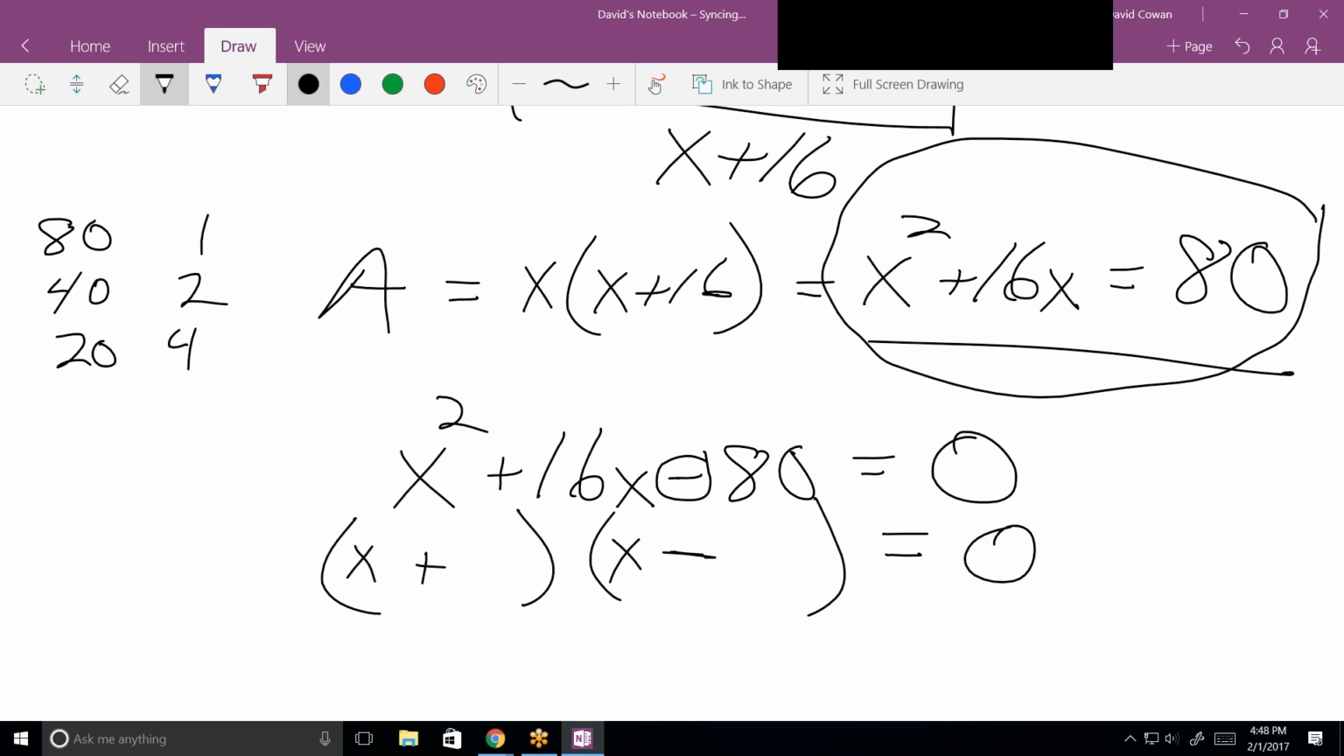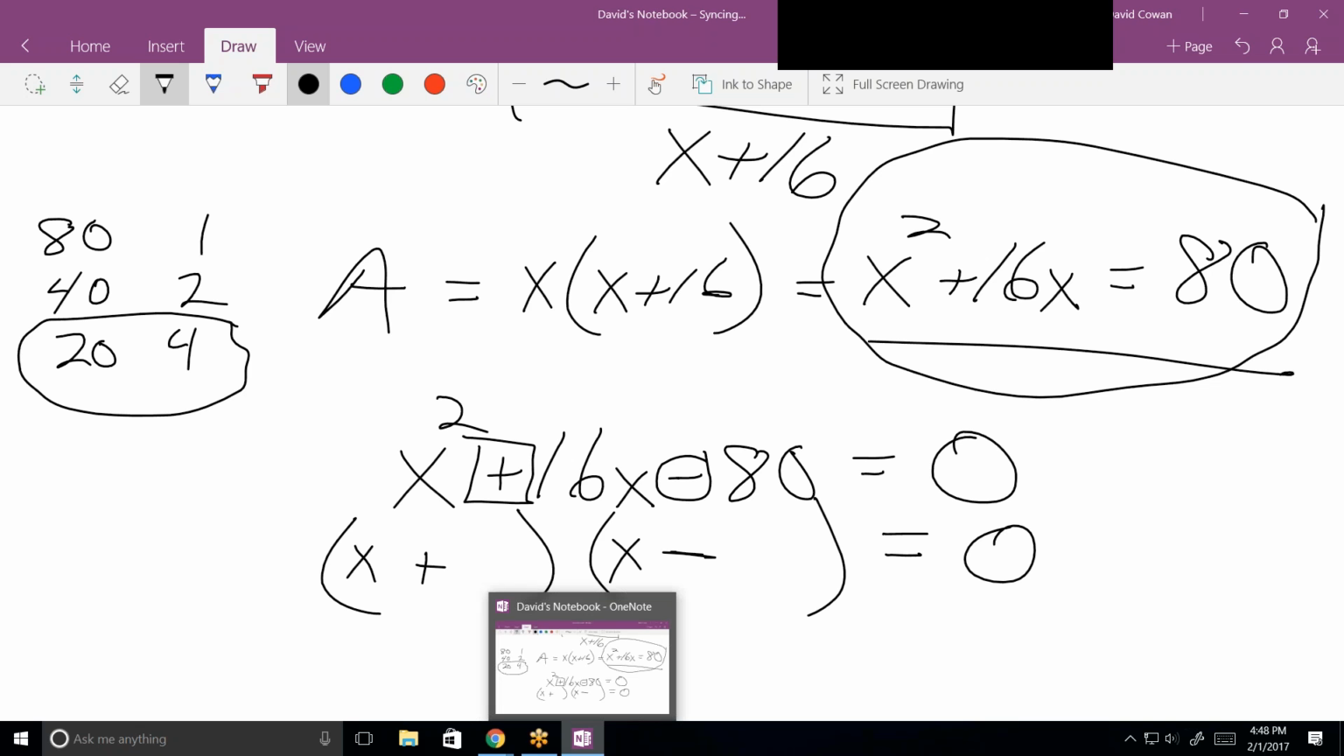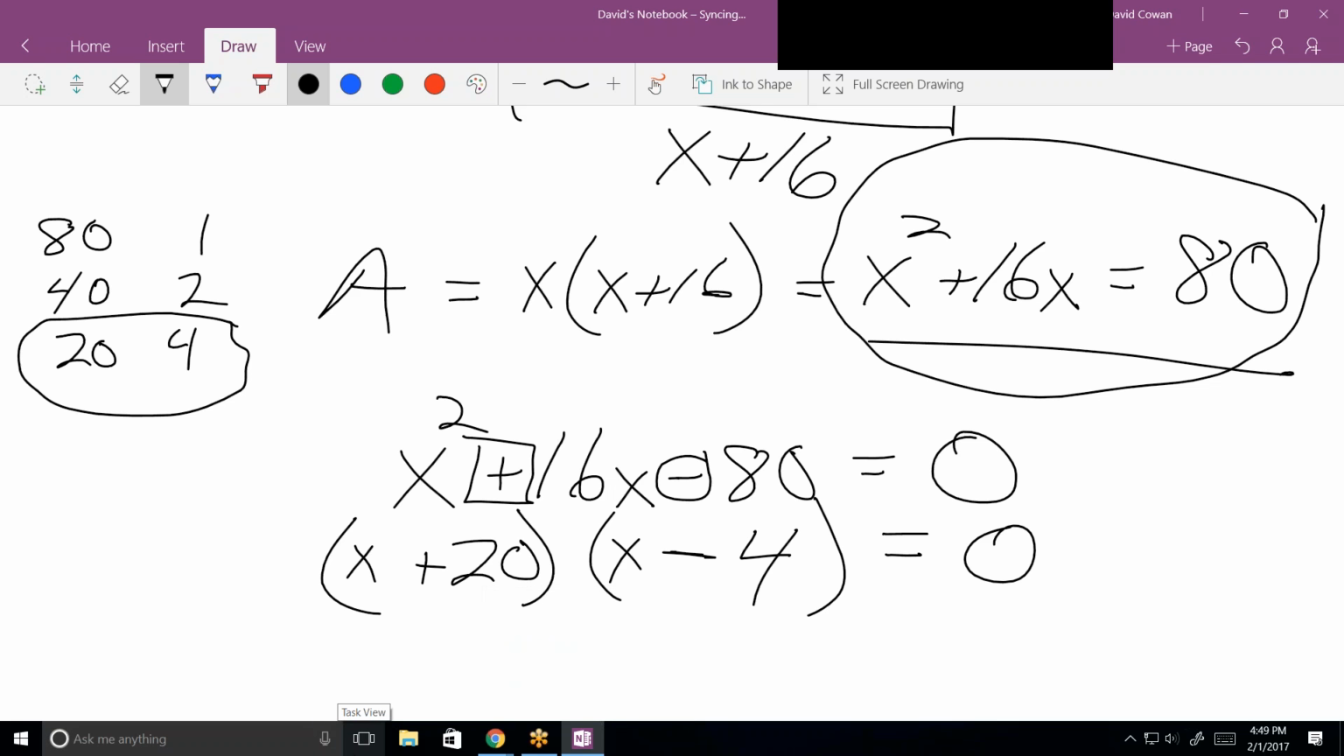Now, 20 and 4 is what goes in there, but which one goes with the positive sign? The larger of the factors goes with the sign of the middle term. The sign of the middle term is a plus. The larger factor is 20, so the 20 goes there. The 4 goes there. Now you got a solution, because it gives you two solutions. Based on that, I know that x is either minus 20 or 4.